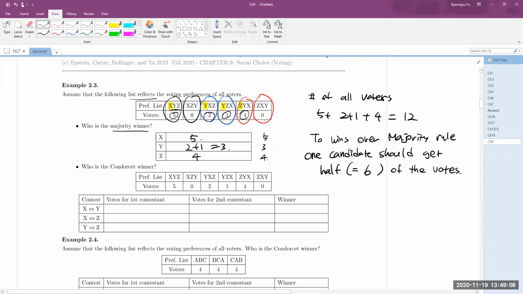However, you can see that there are no candidates who get the half of the vote, right? Even if X gets the most votes, what X gets is 5 votes, but 5 is definitely less than the 6, which is half of the whole voters, right? So in this case, you can see that no one wins in the majority rule.